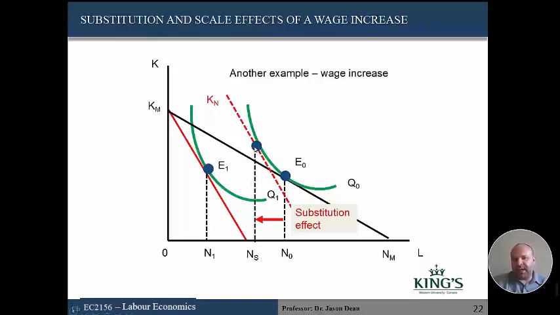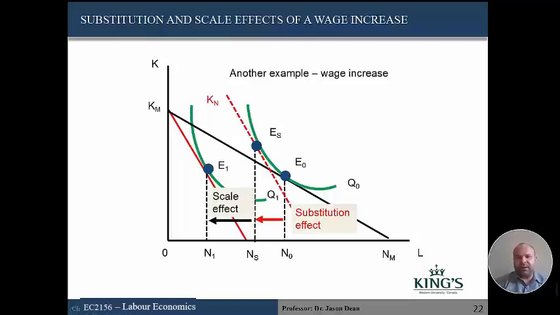And so now we know that the scale effect is the remainder, which is from E1 to this point. So it's going to be from NS to N1. But this is moving in the right direction, right? So what is the scale effect? Well, the scale effect now is just the difference between here and here. So the scale effect brings us from NS to N1. So the overall effect is from N0 to N1. That's the reduction in the amount of labor as a result of that wage increase. And this portion is because of the substitution effect, and this portion is because of the scale effect.